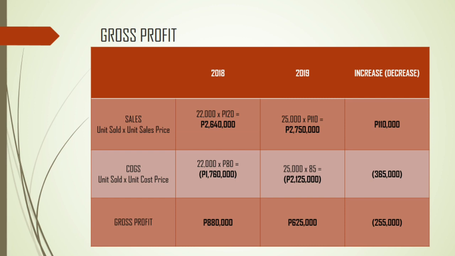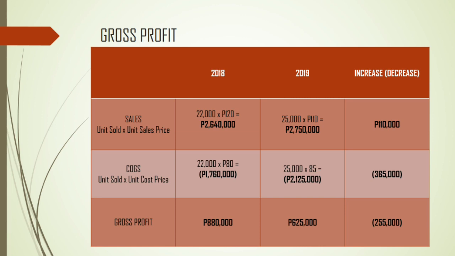2,125,000. Again, to get the gross profit, net sales minus cost of goods sold. So 2,750,000 minus 2,125,000 is 625,000. Just like what we did earlier, we will be determining if it has an increase or decrease for the year 2018 to 2019. So for the sales, from 2018, we have 2,640,000 to 2,750,000. It increases by 110,000.